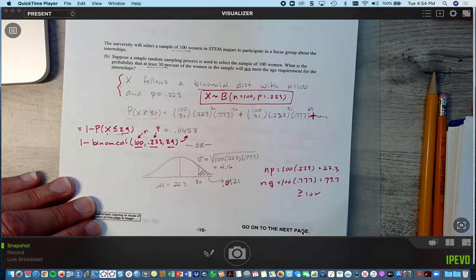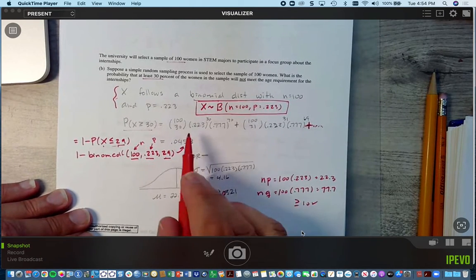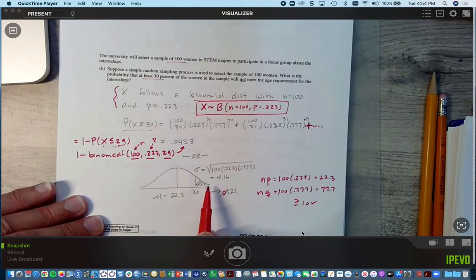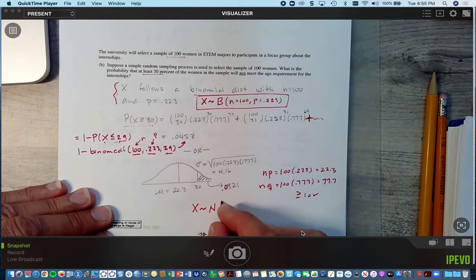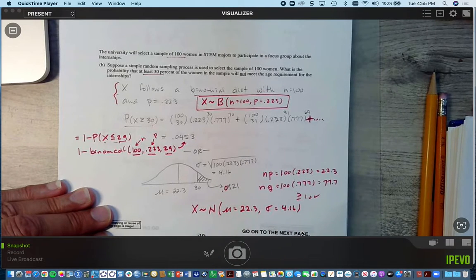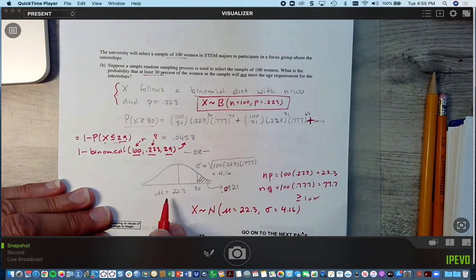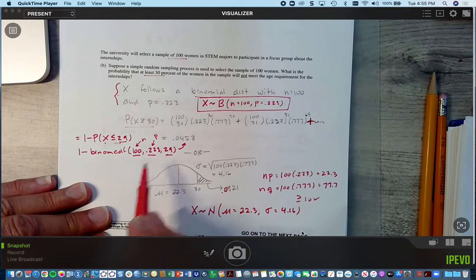A third way that you could do this, and this is not something I saw a lot of you do, is to use a normal approximation. So the distribution of X is approximately normal. And actually, using this notation here, you could say X follows a normal distribution with a mean equal to 22.3 and a standard deviation equal to 4.16. Now, if you did this and you did normal CDF, you would need to tell me what's the lower bound, what's the upper bound, what's the mean, what's the standard deviation if you wrote out normal CDF here.